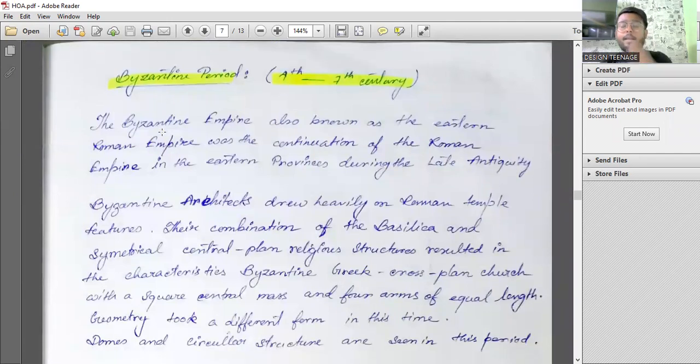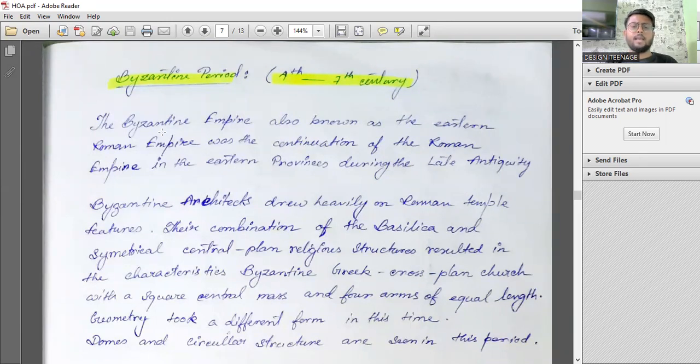Now we try to understand what the Byzantine period is. From the 4th century to the 17th century, we have the Byzantine period. The Byzantine Empire, also known as the Eastern Roman Empire, was the continuation of the Roman Empire in the eastern provinces during late antiquity.